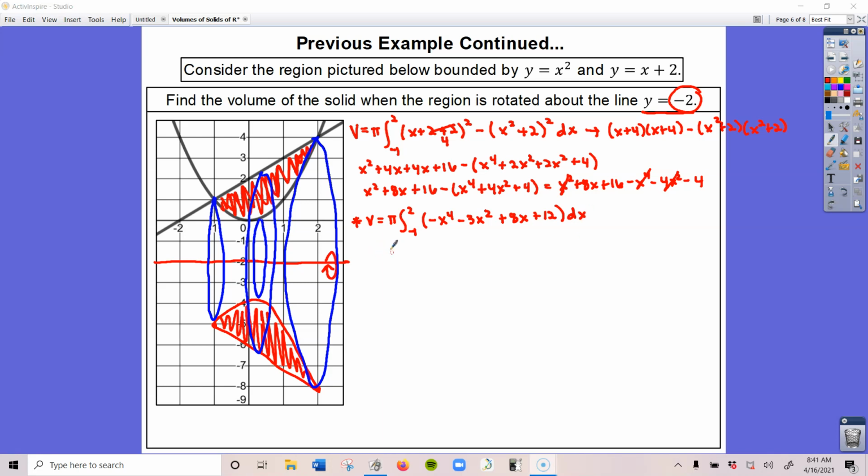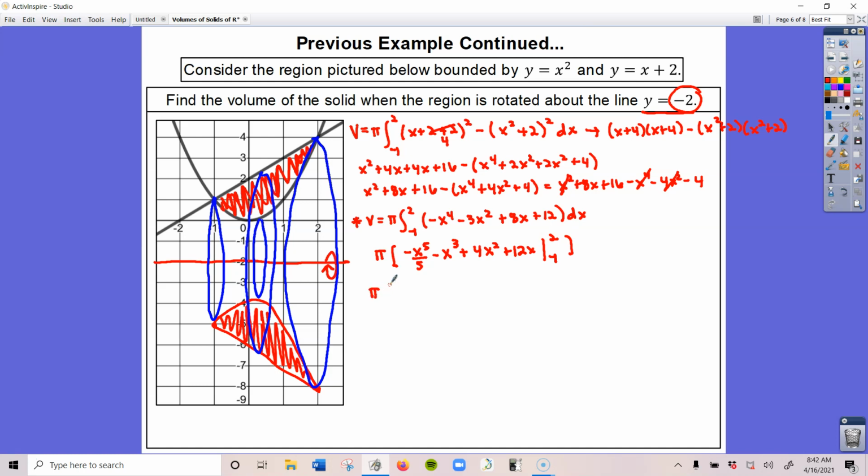So now let's integrate. So we have this pi. Negative x to the fourth would be negative x to the fifth over 5. Minus 3x to the third over 3 would be just x to the third. Plus 8x squared over 2 would be 4x squared. Plus 12x. And I'm going to evaluate that from negative 1 to 2. So let's plug in the 2 first.